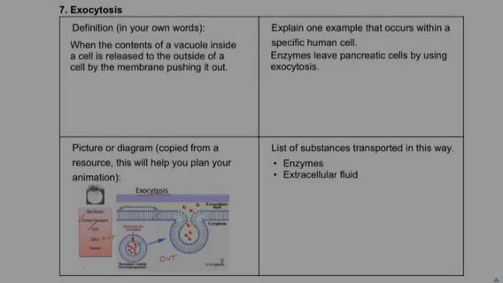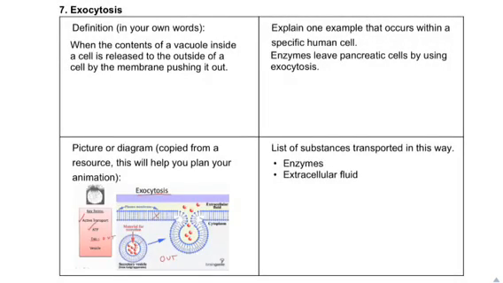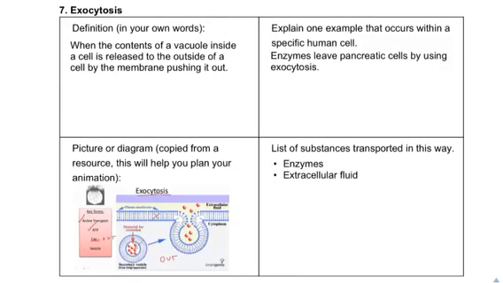Exocytosis. Definition: when the contents of the vacuole inside a cell are released to the outside of a cell by the membrane pushing it out. One example that occurs within a specific human cell is enzymes leave pancreatic cells by using exocytosis. A list of substances transported in this way are enzymes and extracellular fluid.